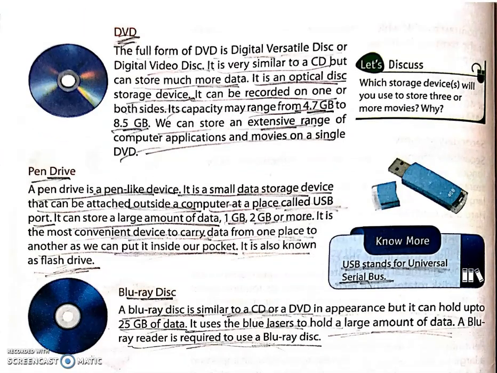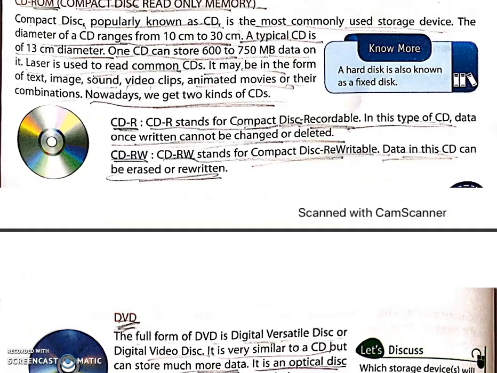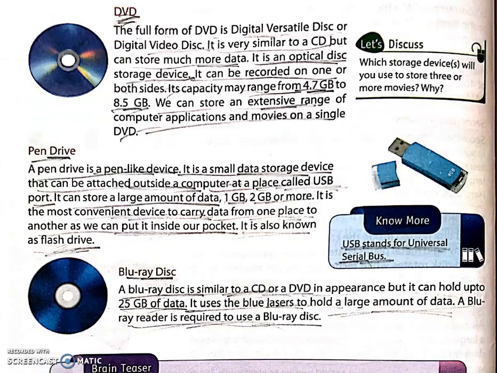Now these days CDs are a little less popular and we are seeing more and more of DVDs. Even if you remember, the movies that you watch or the cartoons that you enjoy on your laptop or your desktop, you watch them mostly in DVDs. Now why are DVDs becoming popular? Because a CD, as you saw, can store only 600 to 750 megabytes of data, whereas DVDs can store much higher data. The full form of DVD is digital versatile disc, or sometimes it is also known as digital video disc. It is very similar to a CD.